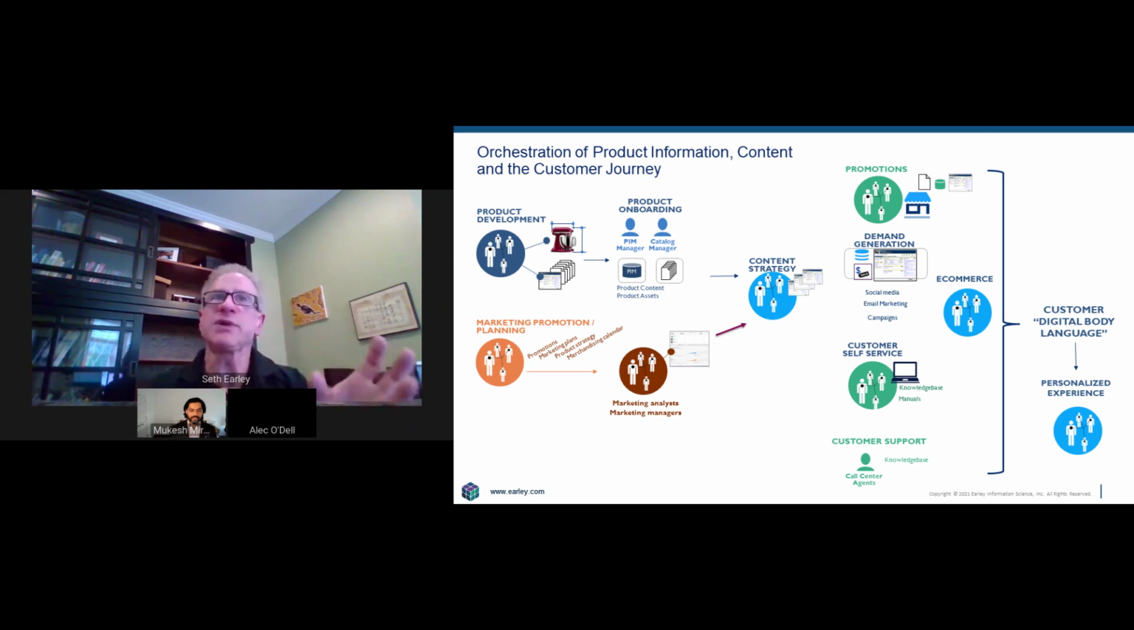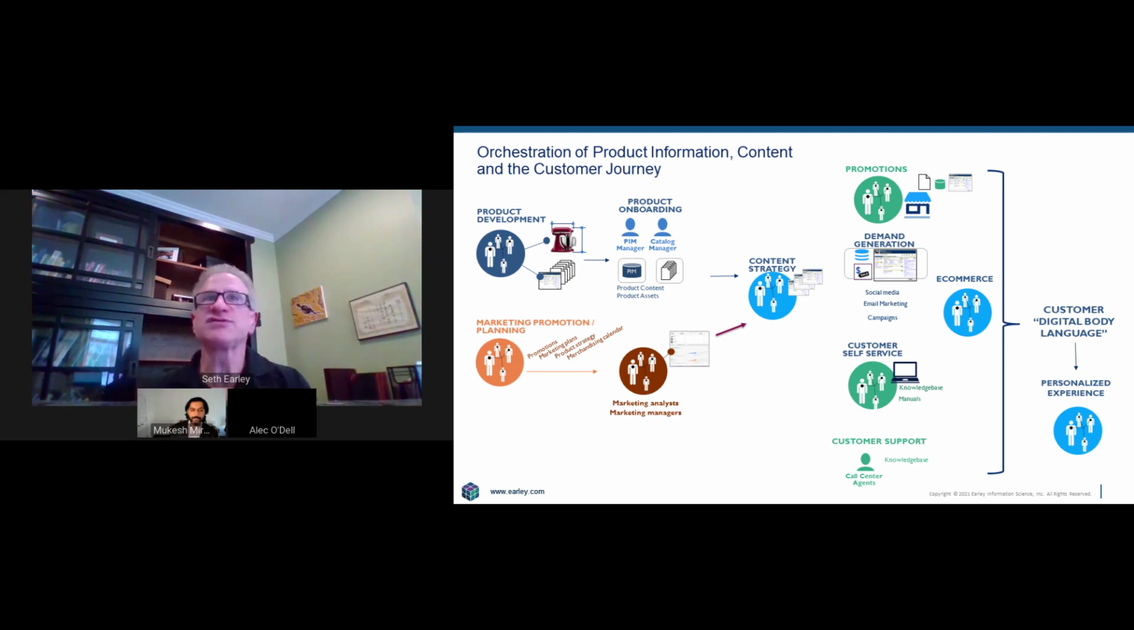And then what we think about is we have to put all of this into a content strategy. Now, content strategy can be very broad. It can include knowledge. It can include demand gen. It can include customer service, customer support, and everything that goes into our e-commerce experience from the content perspective. Product information, content, digital assets, supporting knowledge, all of that stuff needs to go into these systems.